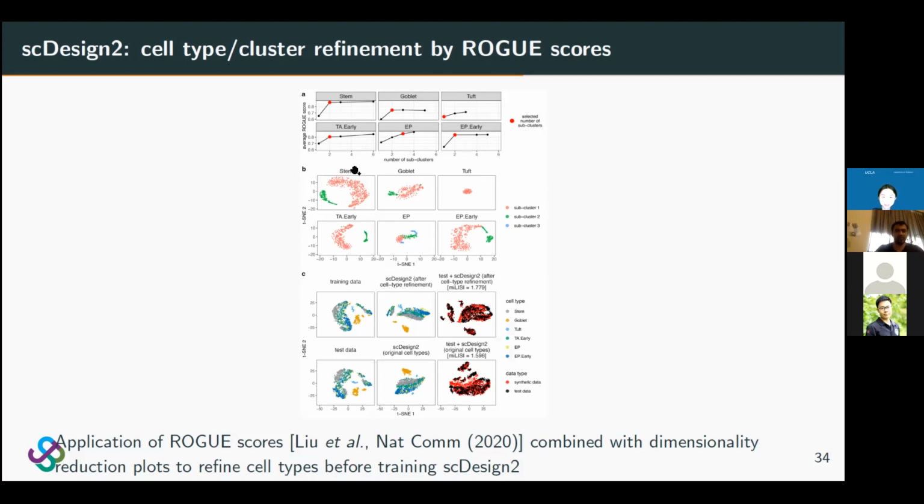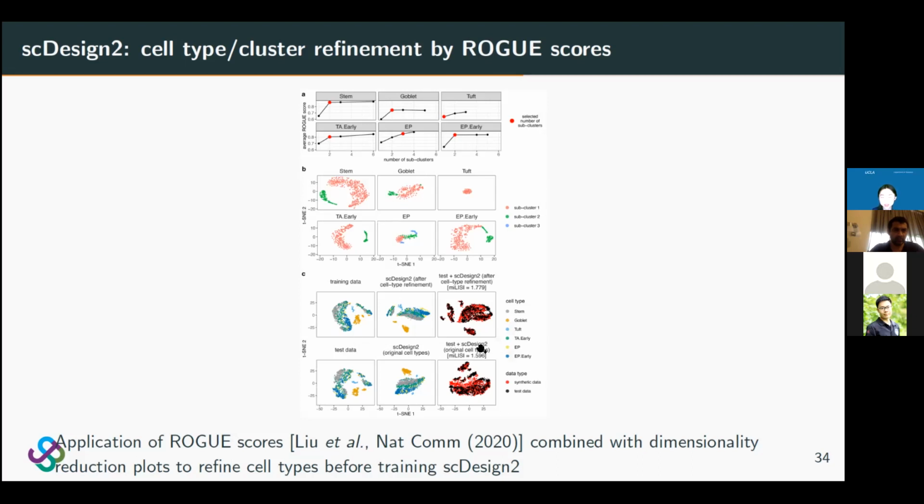So if one gene has a distribution that cannot be well explained by negative binomial, then we will divide this type into subclusters and calculate the Rogue Score for the subclusters. Basically, the Rogue Score should always increase as the number of subclusters increases. But we want to look for the plateau point, the tipping point, the change point, so that we stop here. We don't do further division. So we clearly see that for the same cell type, although it's labeled as one type in the real data, we found it's more reasonable to divide it into two subclusters, and also for goblet.